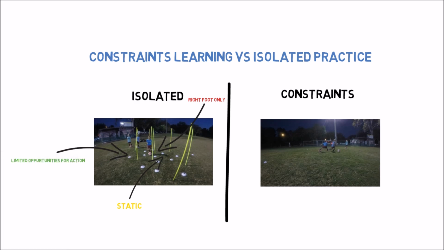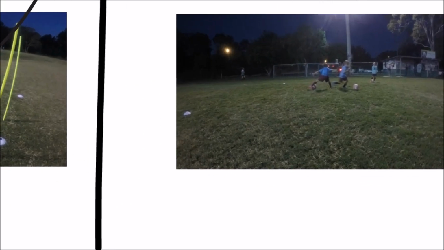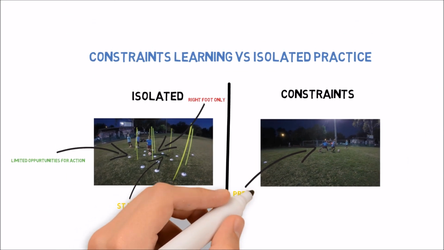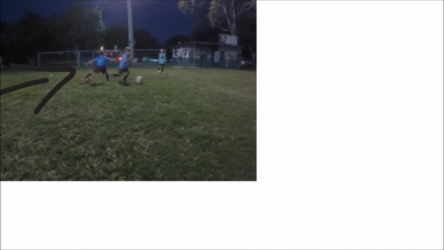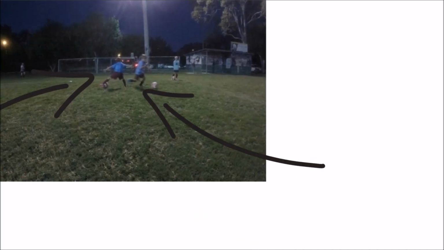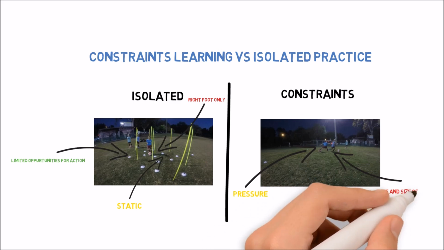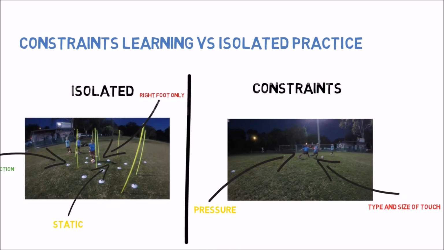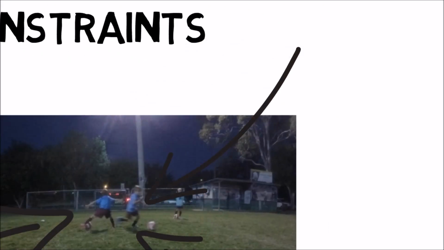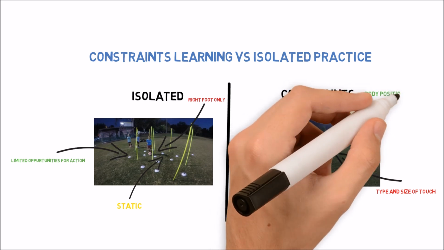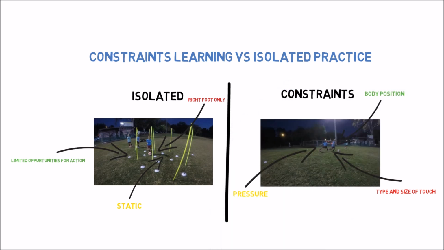In the constraints-based activity, the environment players are placed in is dynamic. There is a tagger present that acts as pressure. Players are given freedom to use any type of ball control, and you can see different uses of the foot, different sized touches, different body positions, and even varying uses of speed. They are constantly searching for opportunities within the environment to act. The perceptual system is highly active as the players move away or towards their opponent.